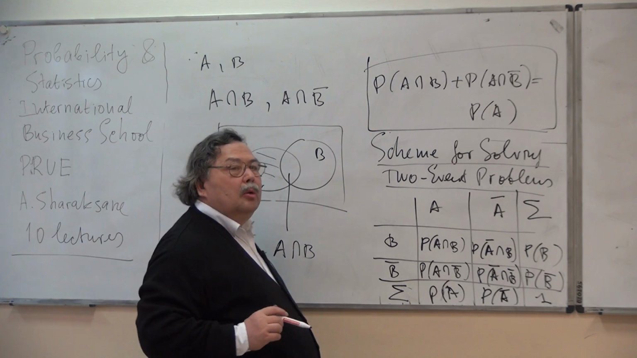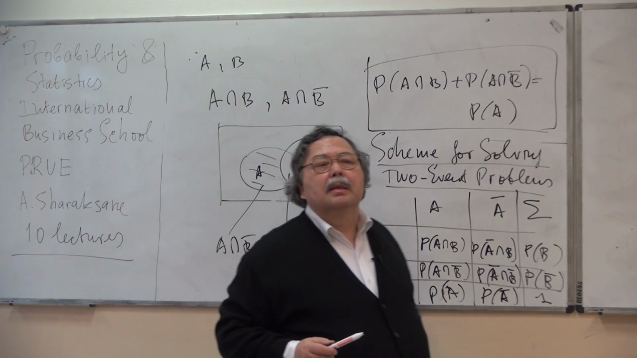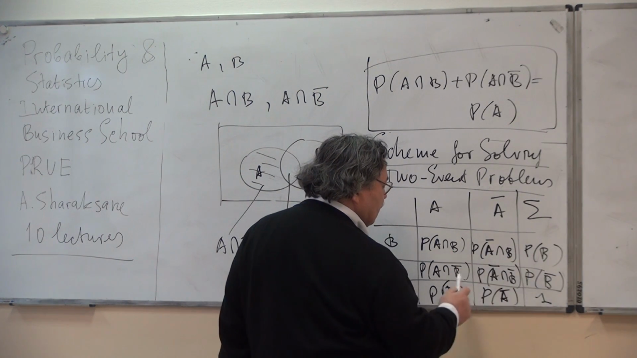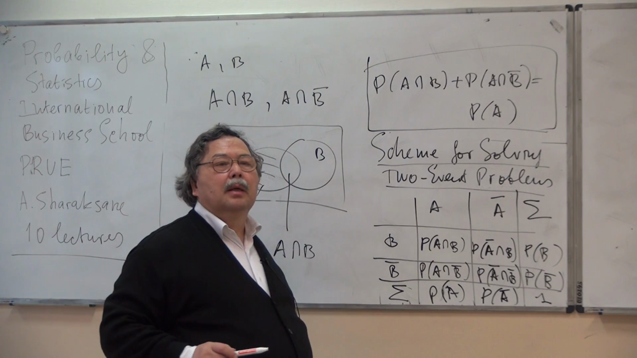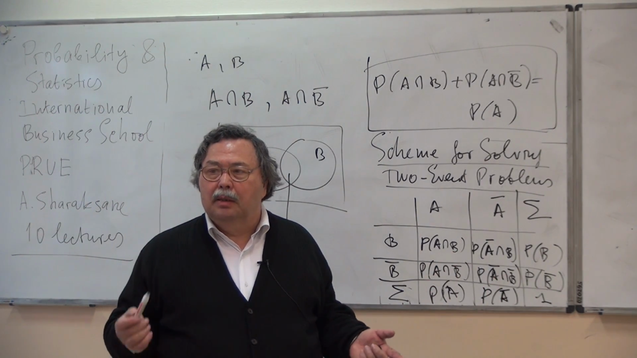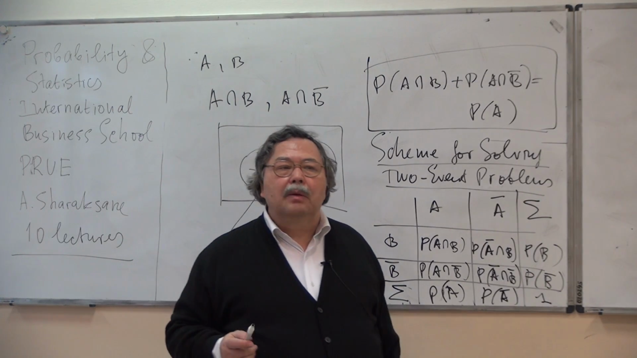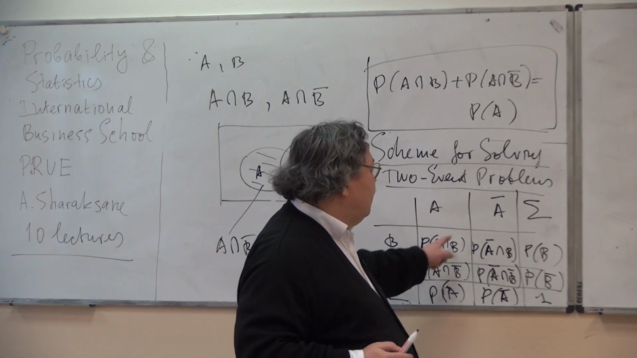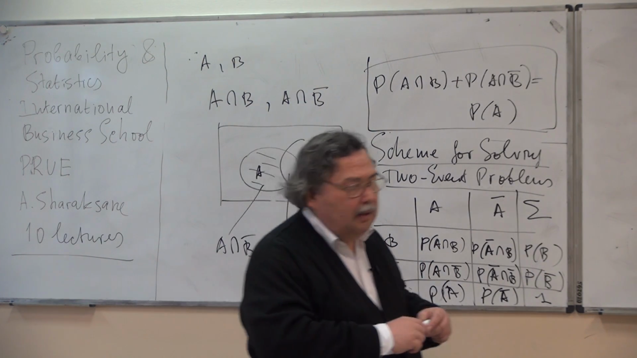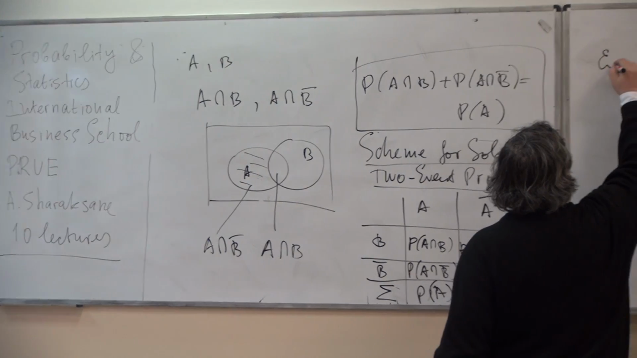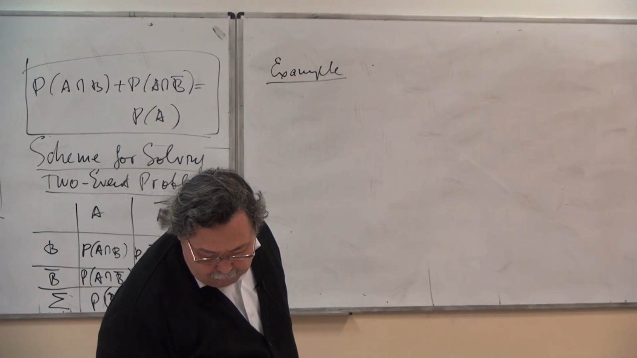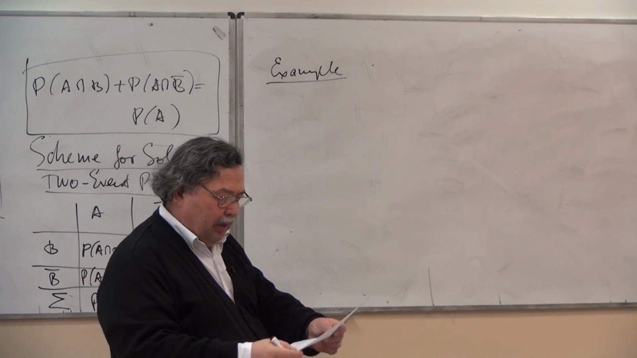Now look at this. How many probabilities are contained in this table? 1, 2, 3, 4, 5, 6, 7, 8. 8 probabilities. But because of these known relationships that connect them, only 3 of them are independent. If we know any 3 of these 8, we can easily compute the other 5. Let's give an example.